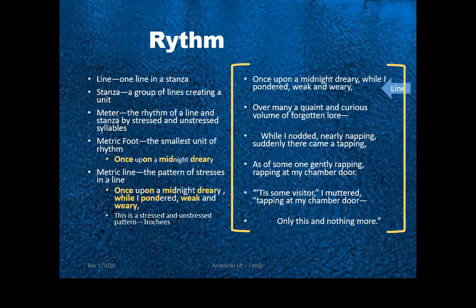So, rhythm is a major part of English poetry, and particularly American poetry. And if we look at it, there are several main things that define rhythm. The first is the line. It's one line of a stanza. So if you look at the poem The Raven by Edgar Allan Poe, "Once upon a midnight dreary, while I pondered weak and weary" is a line. A stanza is a group of lines that create a unit.